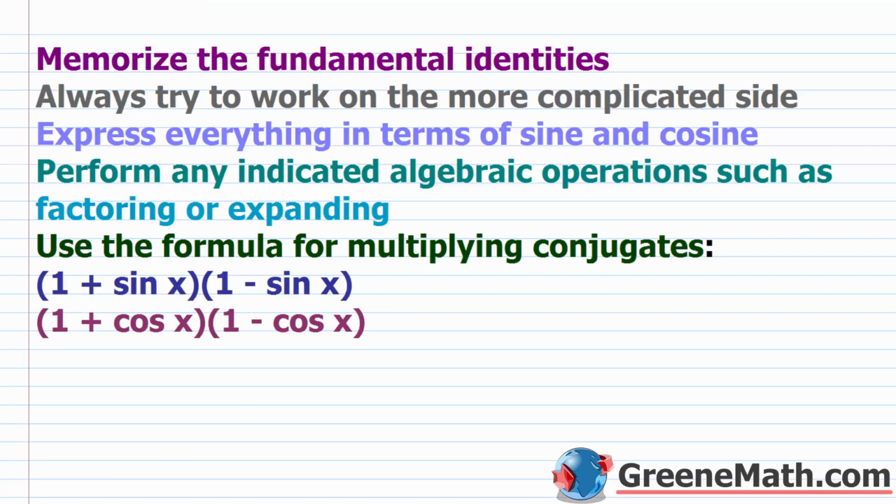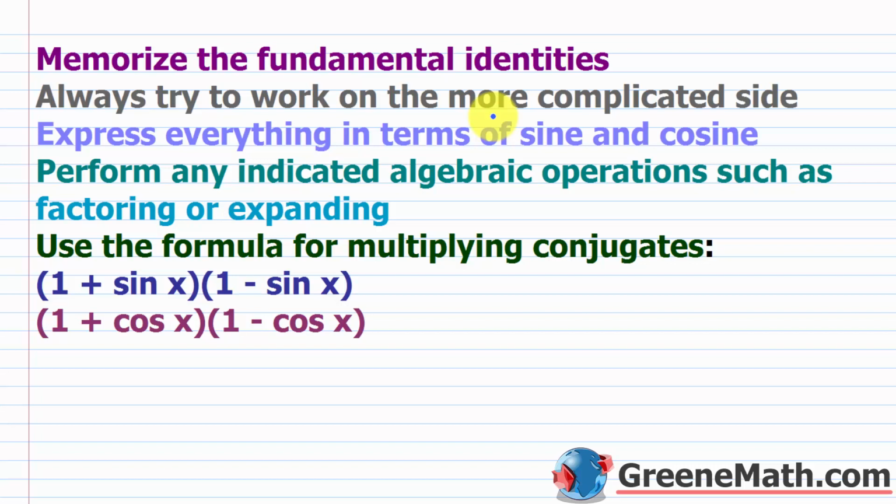So here are some other tips. You always want to try to work on the more complicated side, okay? So when you're verifying trigonometric identities, you're not going to be doing the same thing as when you solved equations. When you work with equations, you might multiply both sides by the same number or add the same term to both sides, something like that. Here, you're not going to do that. You're going to work on one side, generally speaking, the more complicated side, and try to make it match the other side, the simpler side.